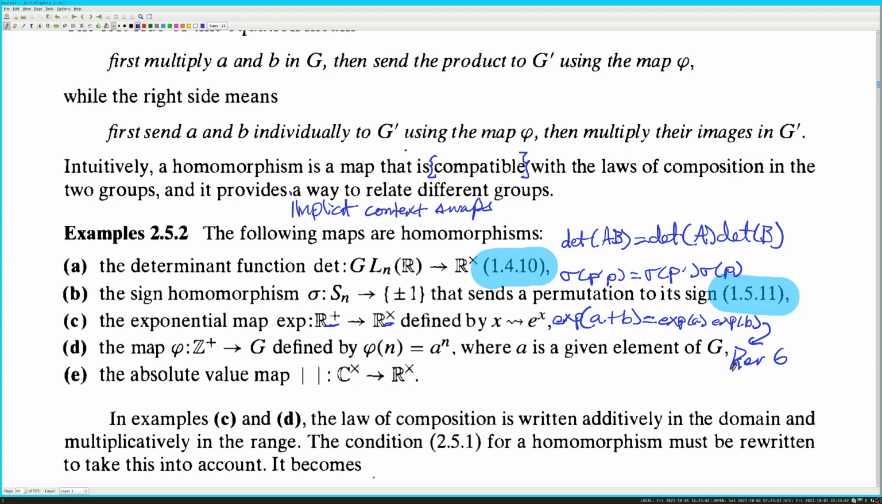See, the map from Z plus to G, where a is a given element, so maybe phi sub a would be better. Phi sub a, okay? But this is a homomorphism because, and Z plus does not mean positive integers, it means the additive group of integers.